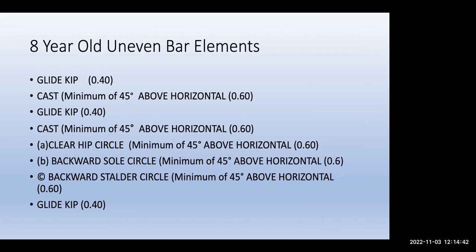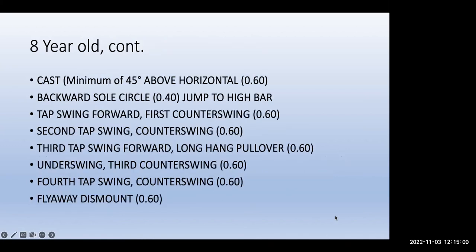Cast two times in a row: kip, cast to 45, kip, cast to 45. Then they do a clear hip circle to 45, and that's a 6/10. All circles are 6/10 elements. Or they can choose the toe on, toe off at 45, or they can choose a back Stalder circle at 45 above horizontal. Then there's another glide kip after that, and another cast to 45, and then a back sole circle, toe circle around the bar, and jump to the high bar. The toe circle around the bar is supposed to have straight legs until they get to the top, and then they can bend their knees to jump.